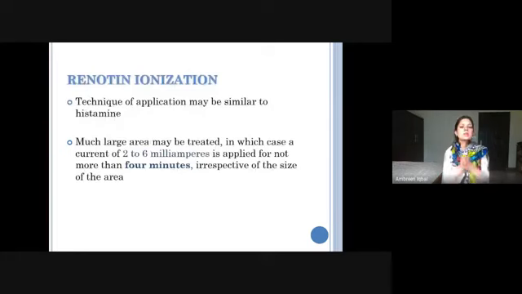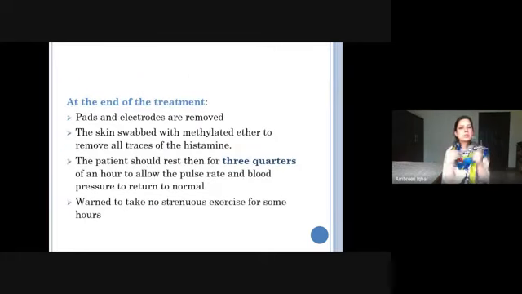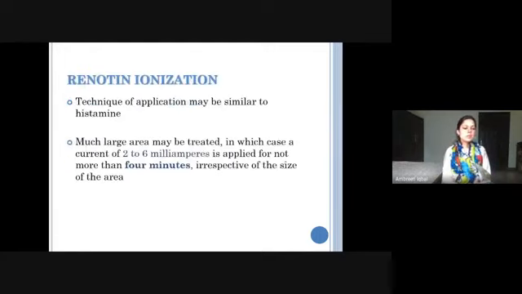At the end of the treatment, you remove the pads and electrodes. The skin is swabbed with methylated spirit to remove all traces of the histamine. The patient should rest for three-quarters of an hour to allow the pulse rate and blood pressure to return to normal, and should not take any strenuous exercise for some hours. Then there is rhinotine ionization. This process is similar to the previous histamine ionization.